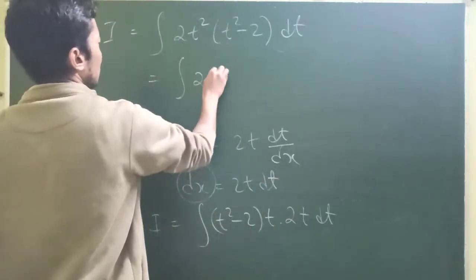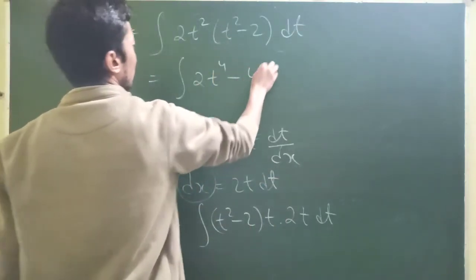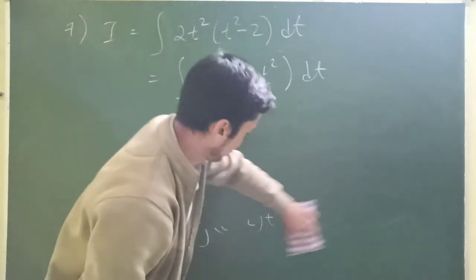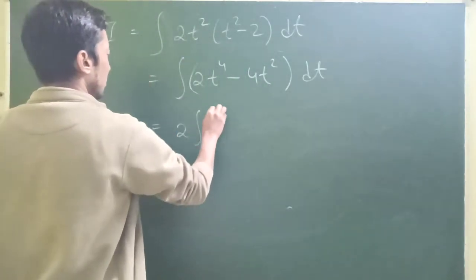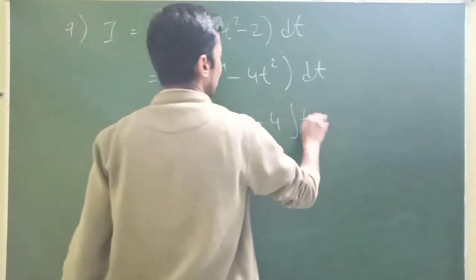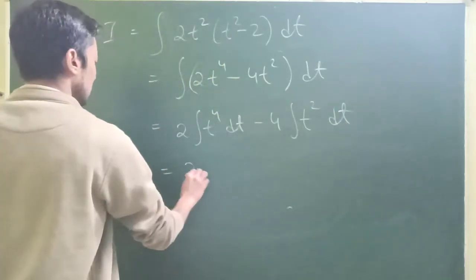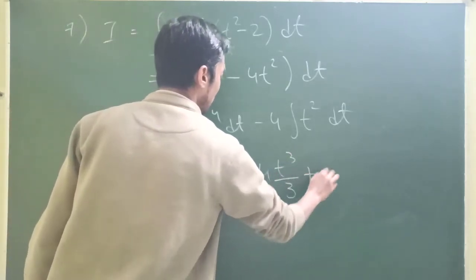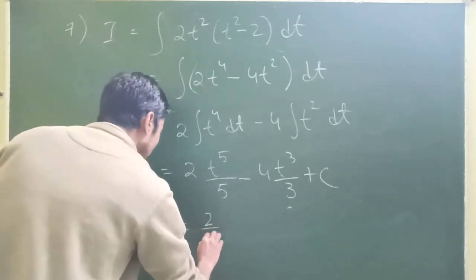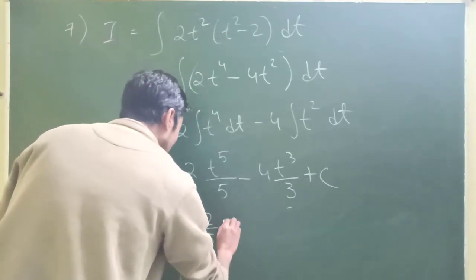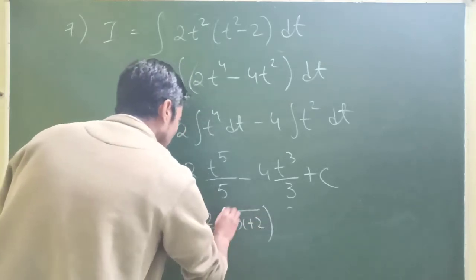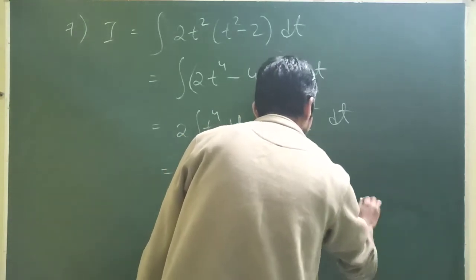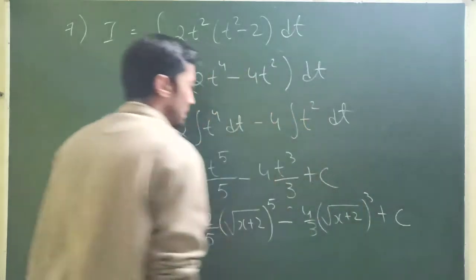That will be the integral of twice of (t power 4 minus 2 t square) dt. So that will be t power 5 by 5 minus 2 into t cubed by 3 plus c. I don't want to write all these steps. Now you can put in the respective values. That is 2 by 5 times root over of (x plus 2) whole power 5 minus 4 by 3 times root over of (x plus 2) whole power 3 plus c.